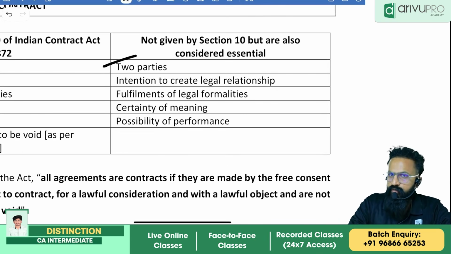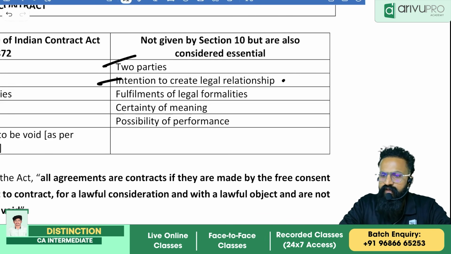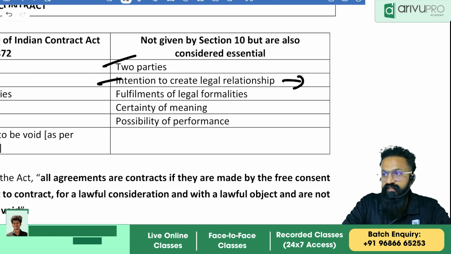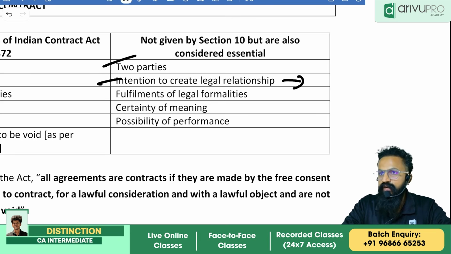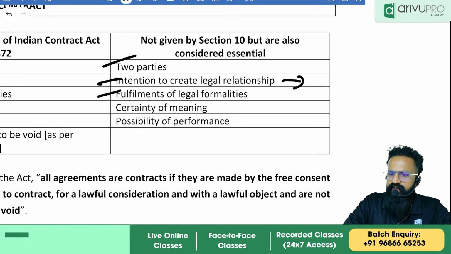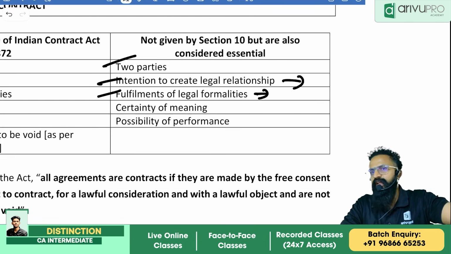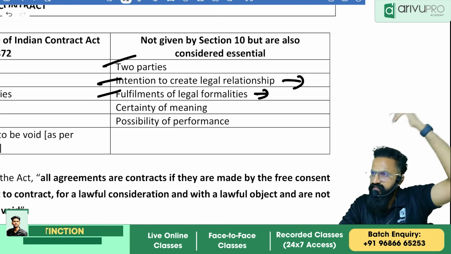There has to be two parties. There has to be intention to create legal relationship. We had one case law here: social and domestic agreements can never be a valid contract. The case law was Balfour versus Balfour. Fulfillment of legal formalities means that if there are any other conditions under any other law, it is your duty to comply with and satisfy them.